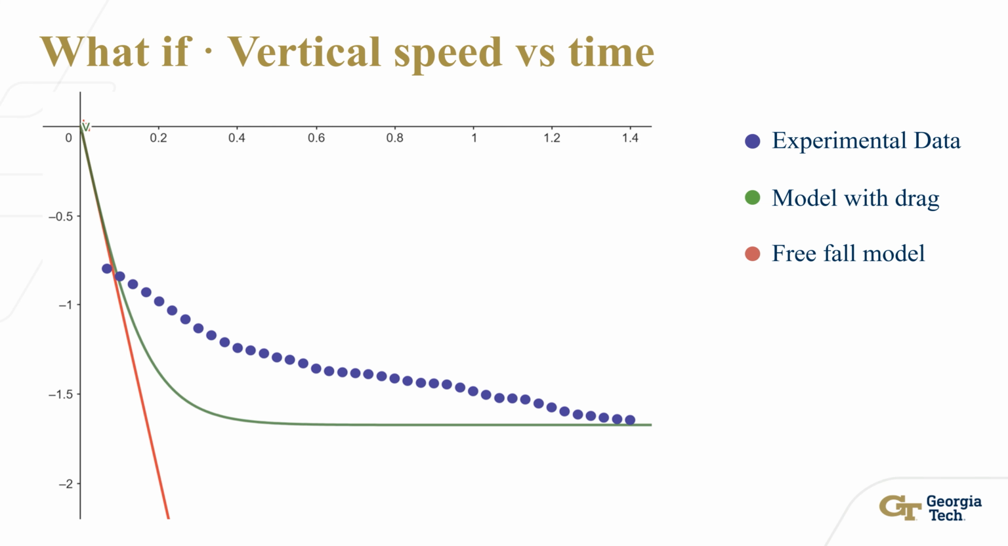However, we can see that both the experimental data and the model with drag approach some velocity value when time grows, which means that they are getting to terminal velocity. So both the model with drag and the experimental data predict the terminal velocity, whilst the freefall model doesn't.